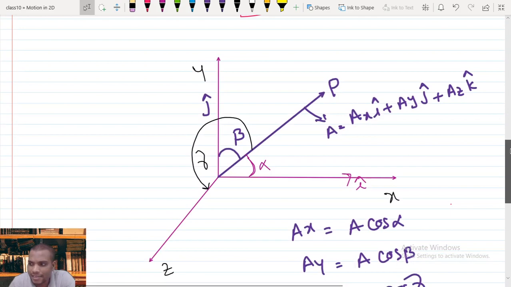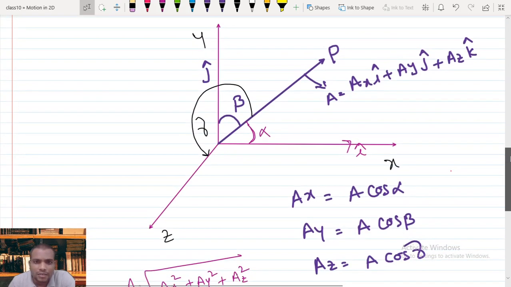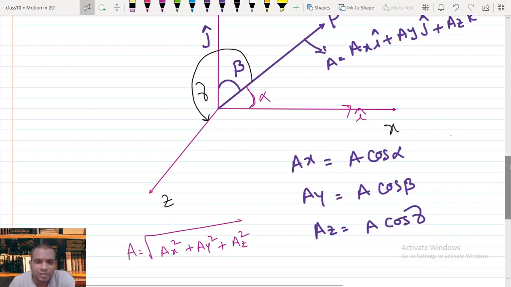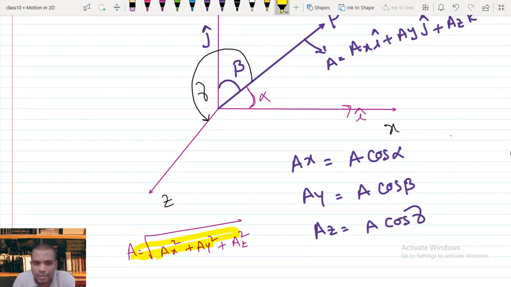In this case, finding the direction is a little difficult. To get the resultant magnitude, this is the formula we are going to use. And for the corresponding directions, we can find them by calculating the angles alpha, beta and gamma.